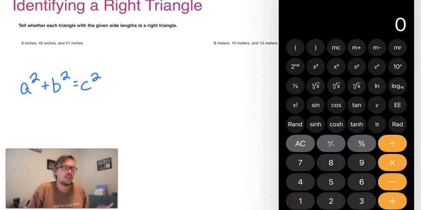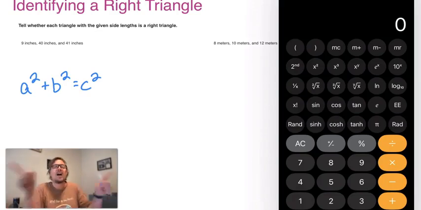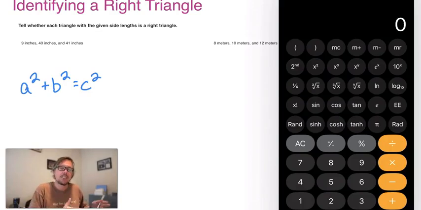The converse of the Pythagorean theorem says the reverse of that. It says if a squared plus b squared equals c squared, then you have a right triangle. Okay, I'll say that again just so you get it. The Pythagorean theorem says if you have a right triangle, then a squared plus b squared equals c squared. The converse says if a squared plus b squared equals c squared, then you have a right triangle.